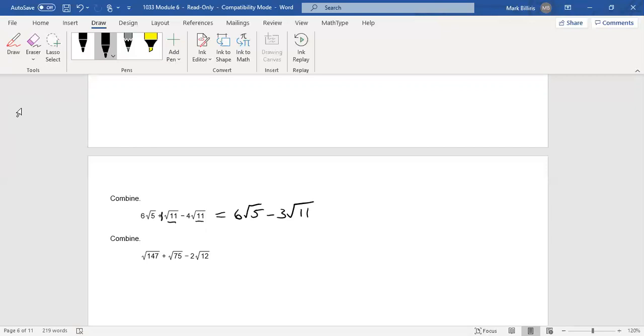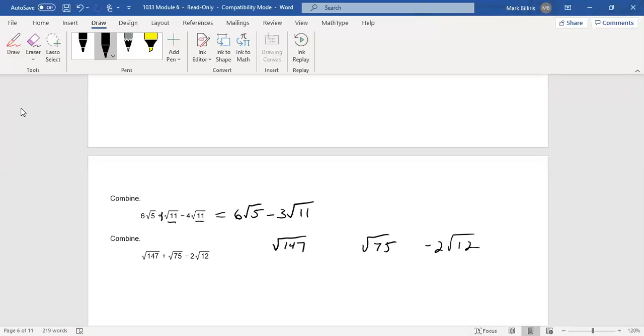In our next example, we have the square root of 147 plus the square root of 75 minus 2 square roots of 12. What you need to do first is simplify each one. Depending on what technique you're going to use is up to you. We have the square root of 147 that we need to break down, the square root of 75 that we need to break down, and minus 2 square roots of 12 that we're going to break down. I'm going to use the first technique we talked about when we were simplifying, and that's choosing the highest perfect square factor.